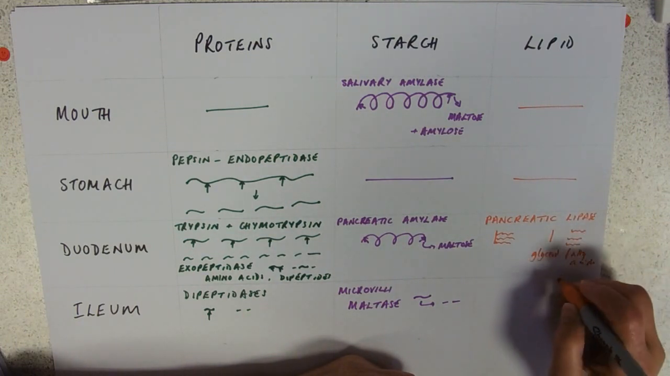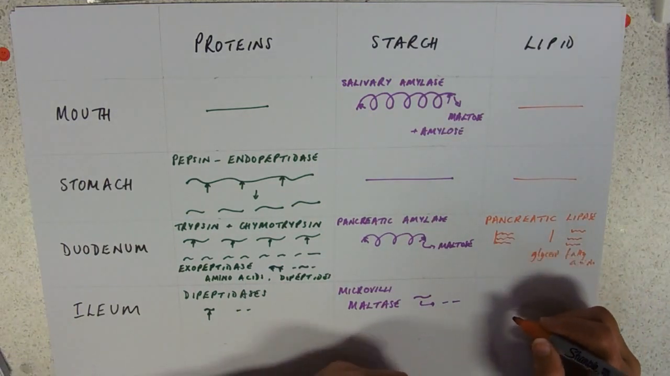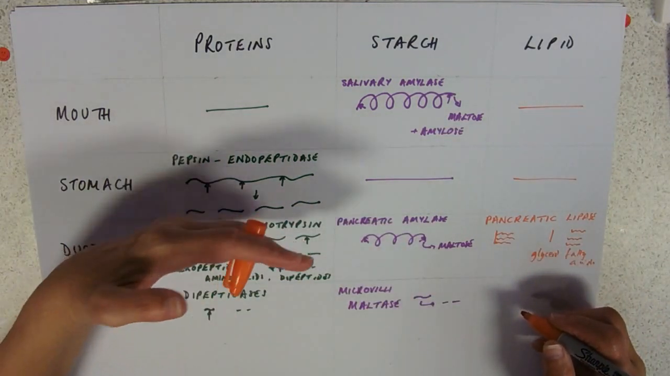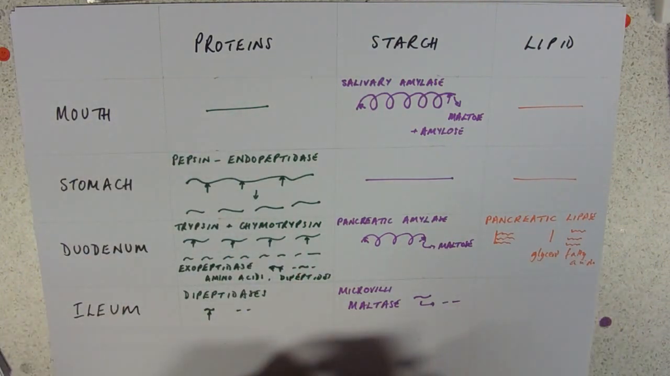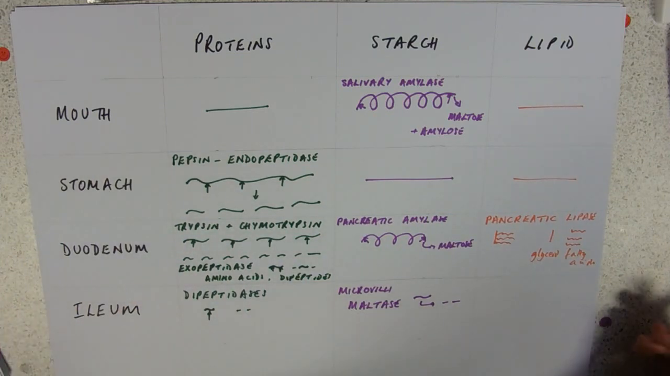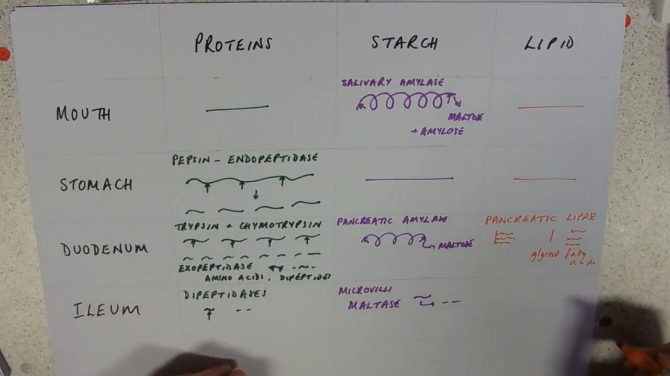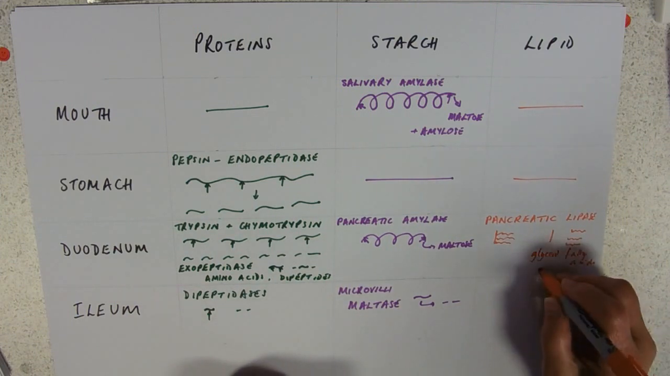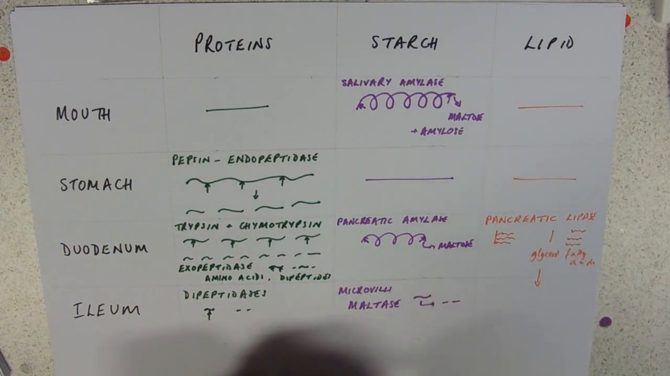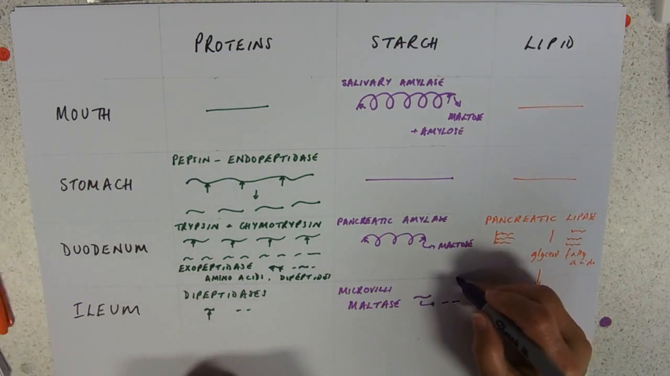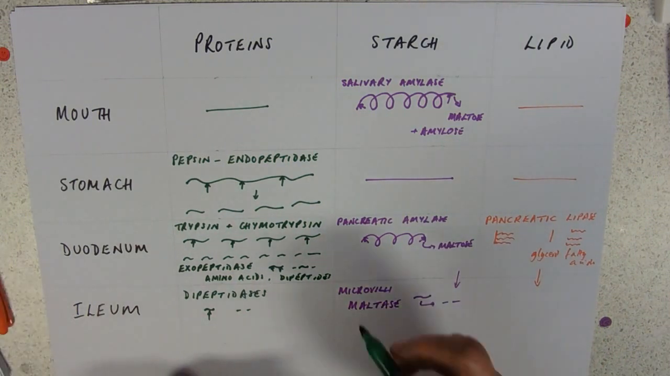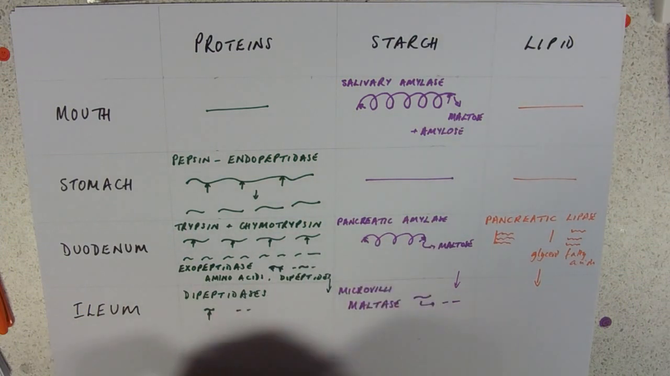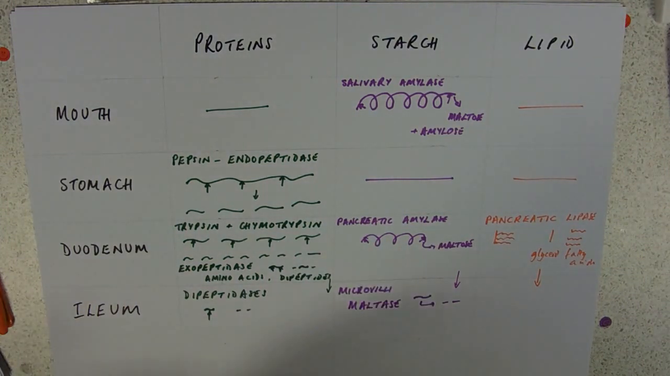Now that enzyme will obviously continue working, as will pancreatic amylase and as will chymotrypsin and trypsin. They all continue working in the ileum. It's about the same pH. The ileum's much longer than the duodenum. And then, of course, in the ileum, I just put an arrow to show that it's carrying on. And in the ileum, we're going to start doing a lot more absorption. Okay, hope that makes sense now.